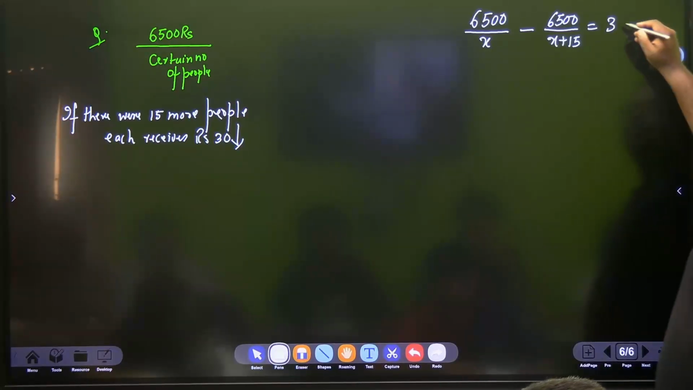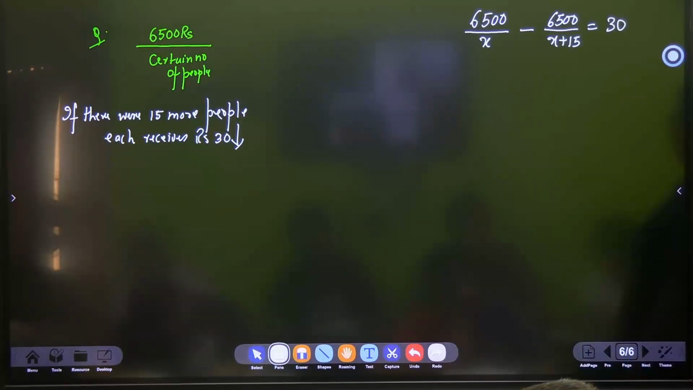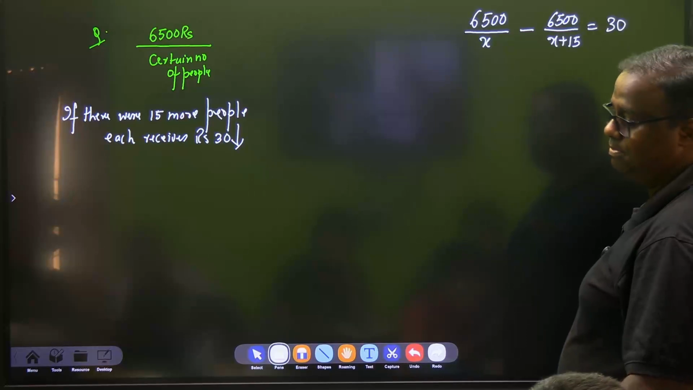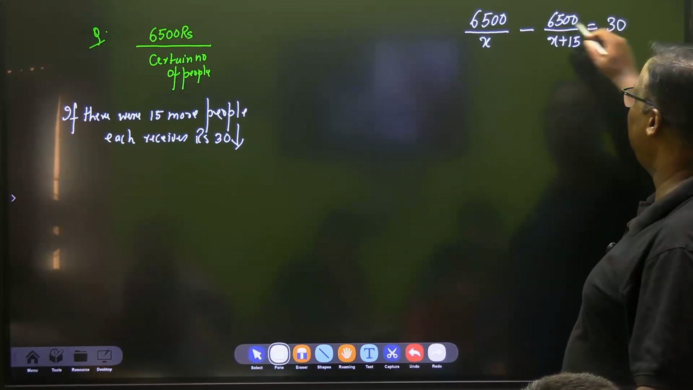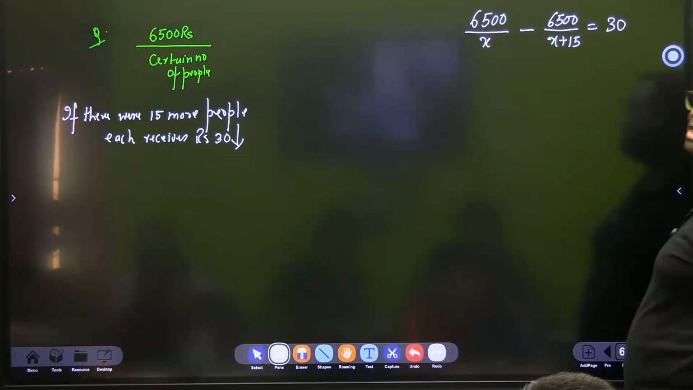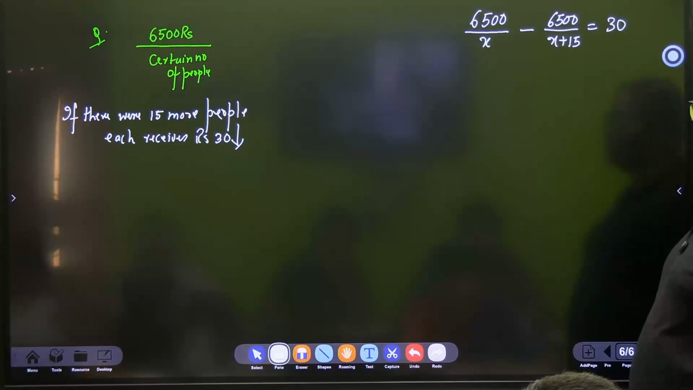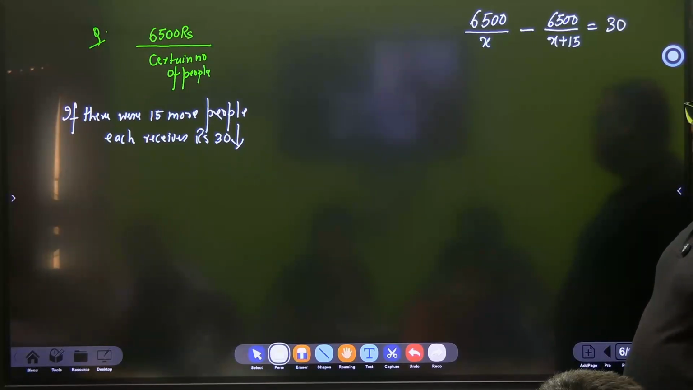No, it will be 20. That 0 went away because the eraser was used. Now is it okay? Acha, 30. Now this time your luck is bad. Why? 3 will not divide this. This is 65. 6 plus 5 is 11. 11 is not divisible by 3. So your bad luck is a little bit bad this time. Simplification won't work so quickly.